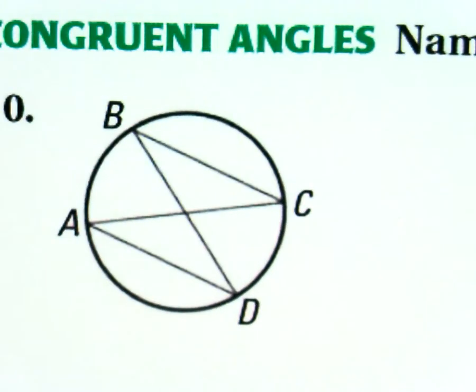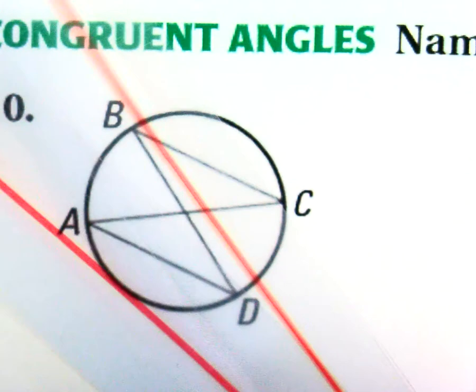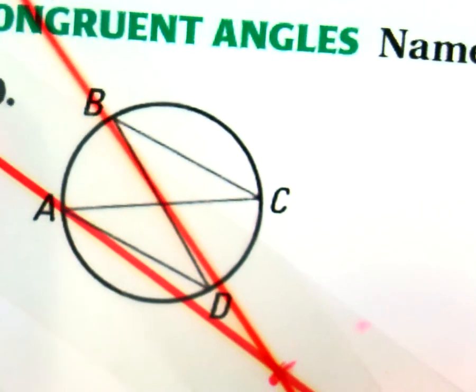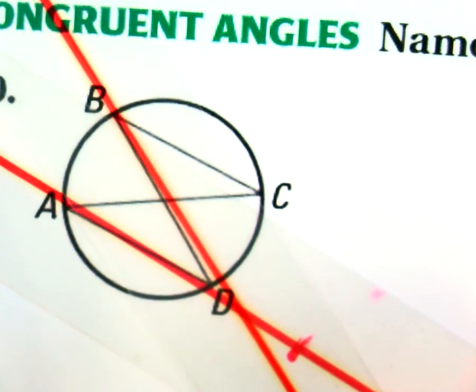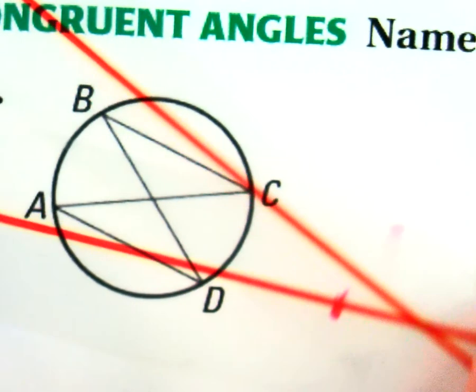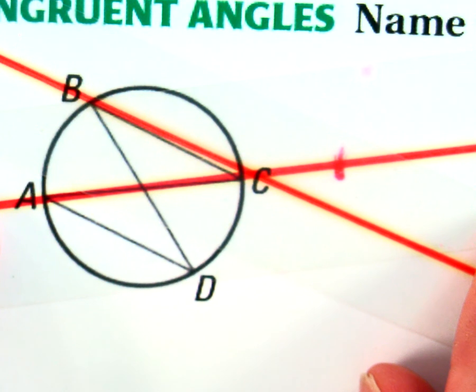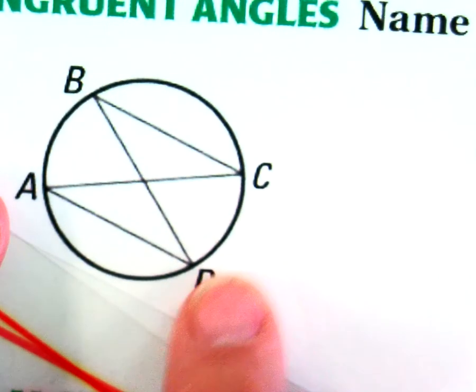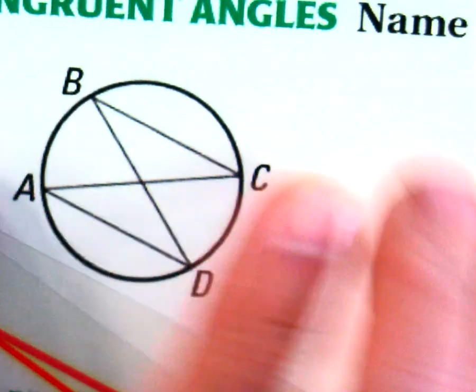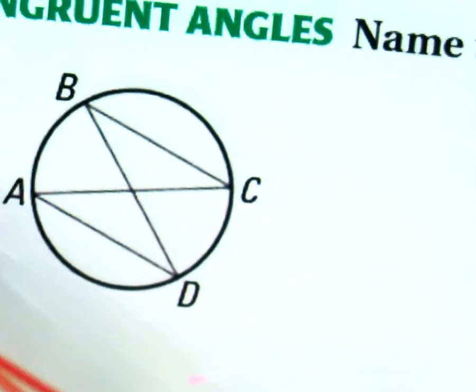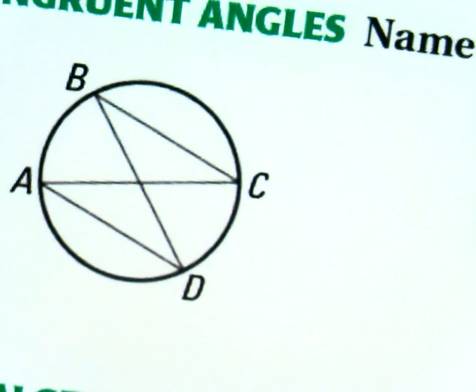The question is, name a pair of congruent angles. Remember the transitive of the inscribed angles. Notice that angle D opens to arc AB, and that angle C also opens to arc AB, which means that C and D are congruent. Doing it backwards the other way, A and B in this case are also congruent.